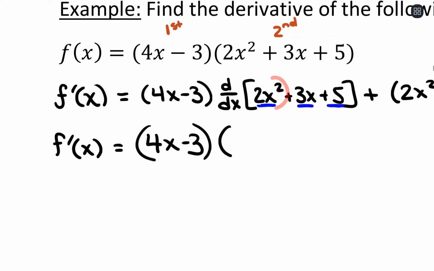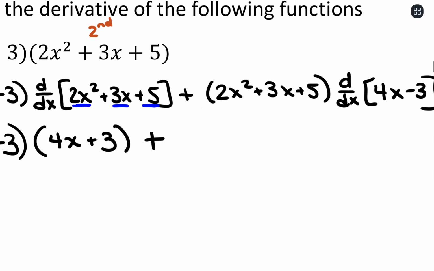So 2x squared, so we'll have 2 times that exponent of 2, which is 4, times x. And that exponent of 2 goes minus 1, so we're left with an exponent of 1. And then derivative of 3x will just leave us with a positive 3. And then derivative of the constant 5 just turns to a 0. And then we have this addition separating them. Be sure to keep that addition in there.